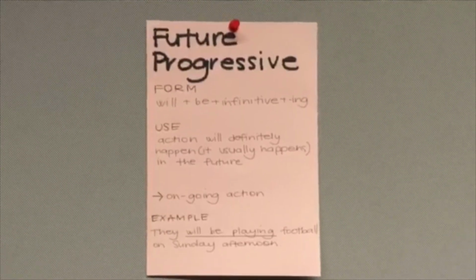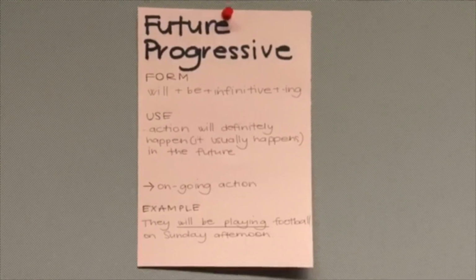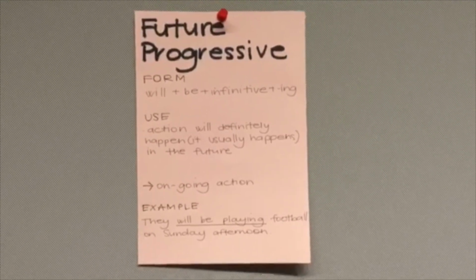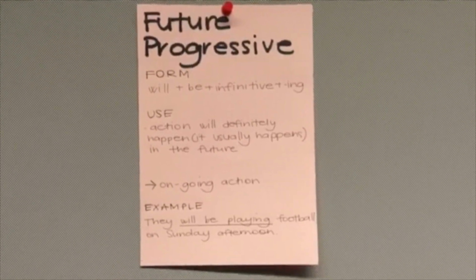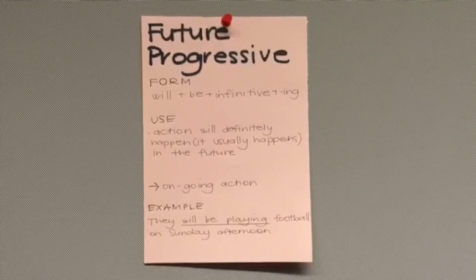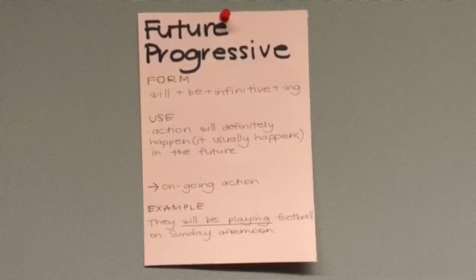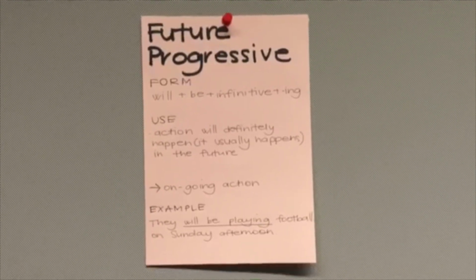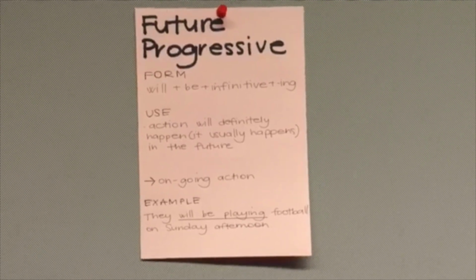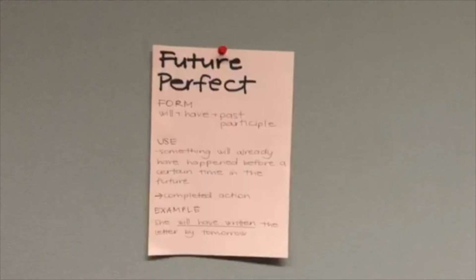Now we will continue with the future progressive. The form is will plus be plus the infinitive plus the ending -ing. The future progressive is used when an action will definitely happen in the future or an action that usually happens, like a friend's reaction to another behavior. The future progressive indicates continuing action, something that will be happening, going on, at some point in the future. An example is, they will be playing football on Sunday afternoon.